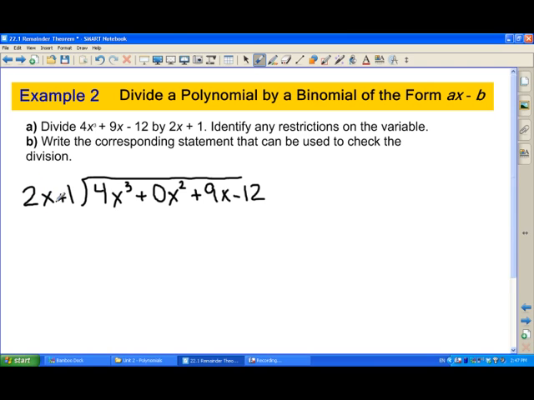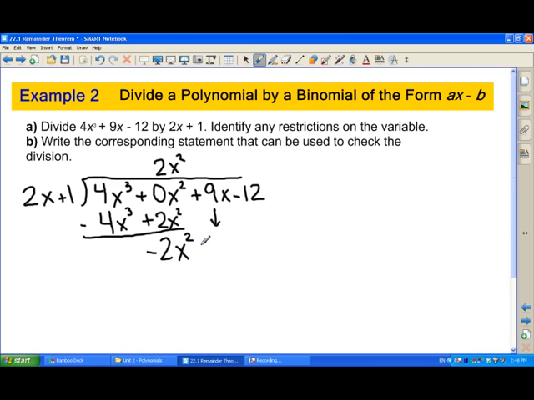I look at my first term, I look at 2x, and I say to myself, what do I need to multiply 2x by to get 4x cubed? And I need to multiply it by 2x squared. 2x squared times 2x is 4x cubed plus 2x squared, and I subtract, and I end up with 0 take away 2x squared, so I end up with negative 2x squared.